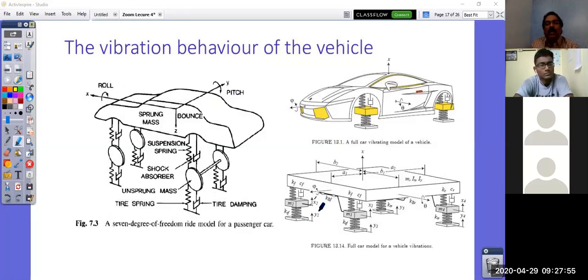The same thing, this picture is taken from Jazar's textbook. You can also have, instead of this, all 4 wheels with independent suspension, then you'll have 4 bounces and 3 sprung mass degrees of freedom, right?